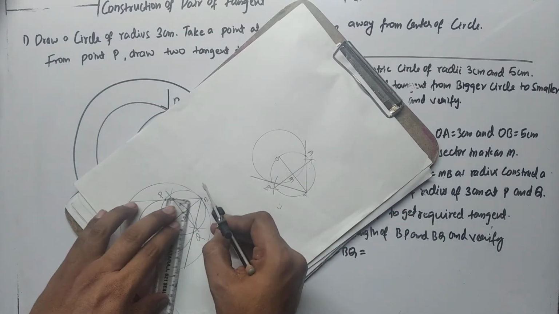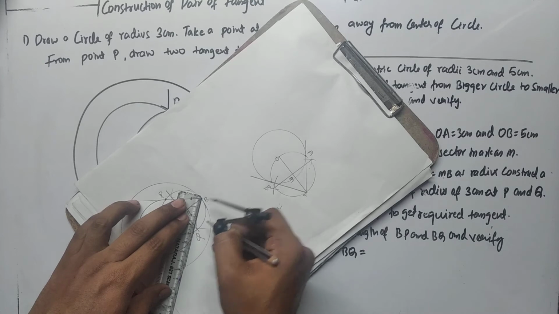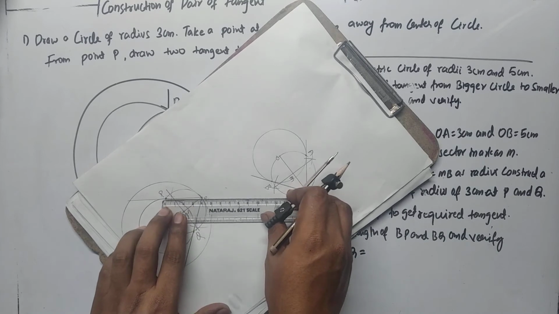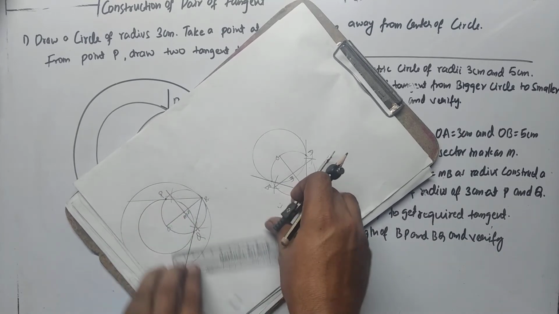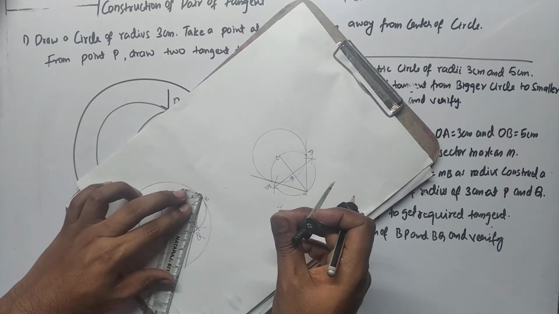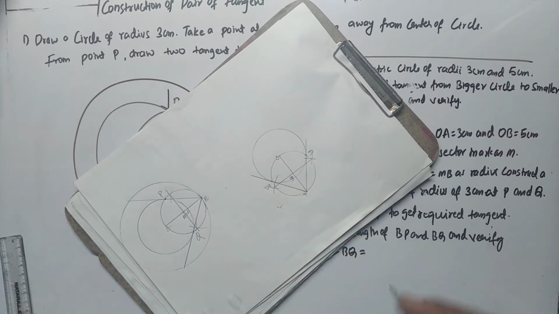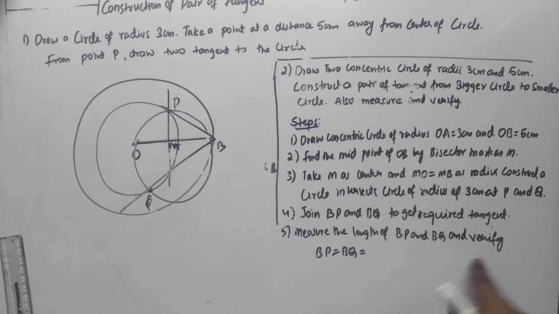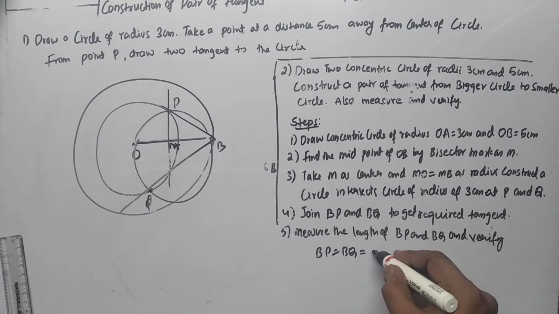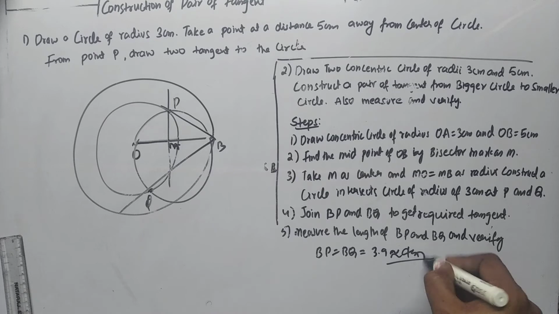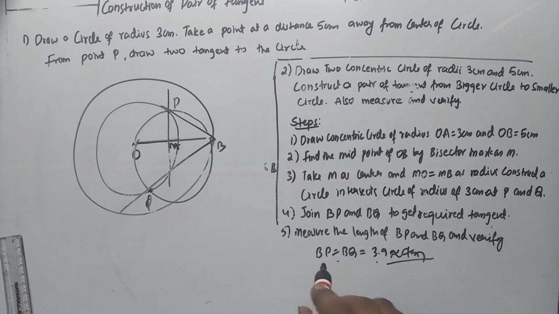Now it's saying that you have to find the length of these. So the length was around 3.9, okay, so BP and BQ should be equal. We are getting both the lengths equal. You have to measure the length of BP and BQ right here. So it is around 4 centimeter. Okay, so you are getting both the same, and also you can verify with the help of the Pythagoras theorem.